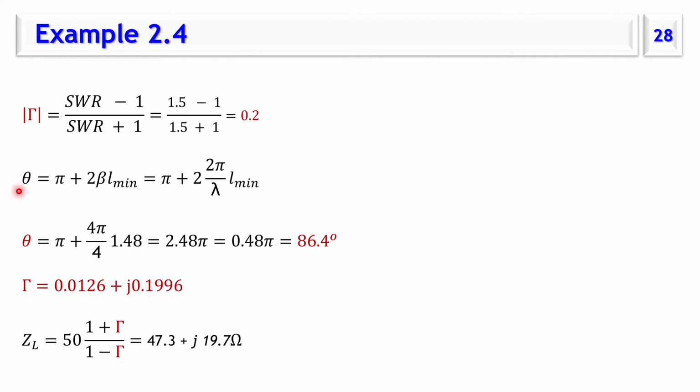We substitute L minimum into this equation to find theta. So we have the reflection coefficient with 0.2 magnitude, 86.4 angle, which gives us the reflection coefficient in real and imaginary format. This way we can use the relationship between gamma and Z to find the load impedance, which will come up to this value here.